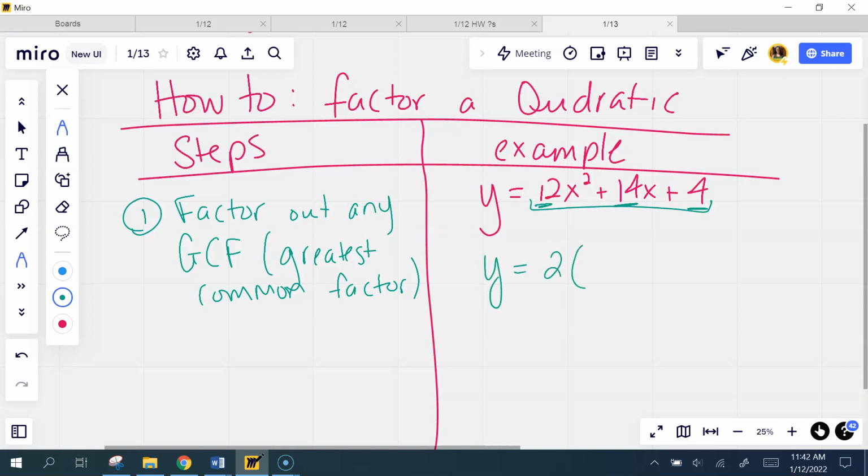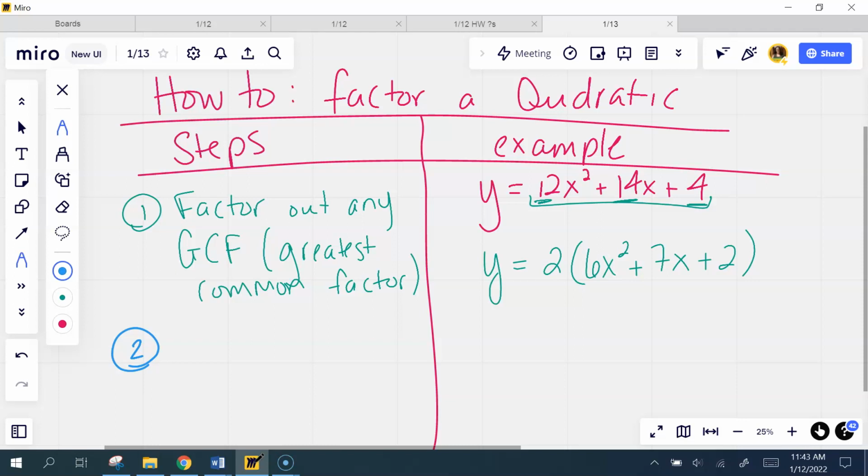And what's left? Well, if I divide the first term by 2, that leaves me with 6x squared. And the second one by 2 would leave me with 7x. And the last one by 2 would, of course, leave me with 2. All right, so that's the easy part. If you don't have a GCF, then you just skip on down to step 2.